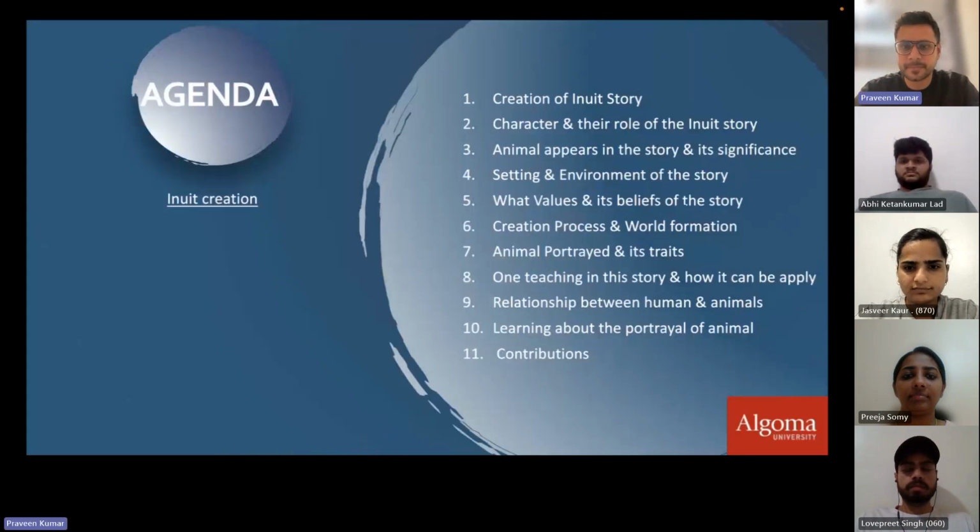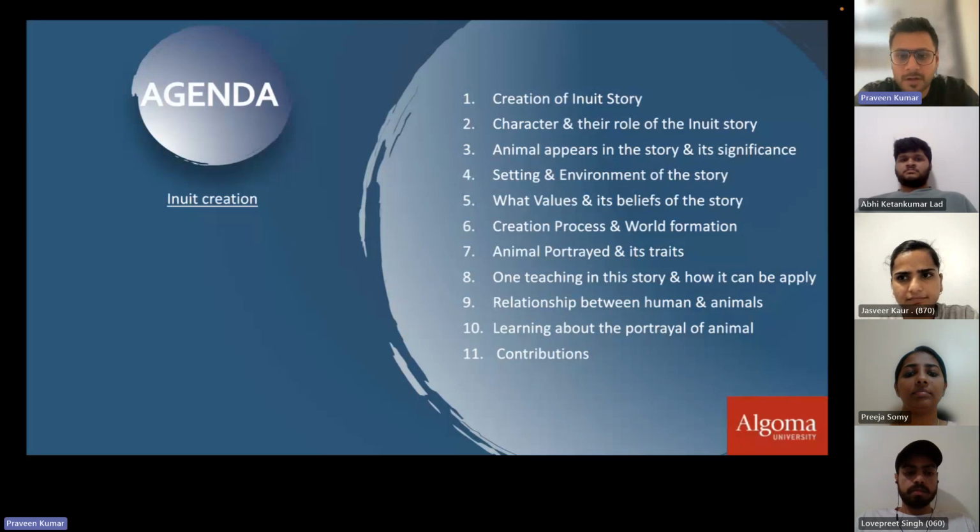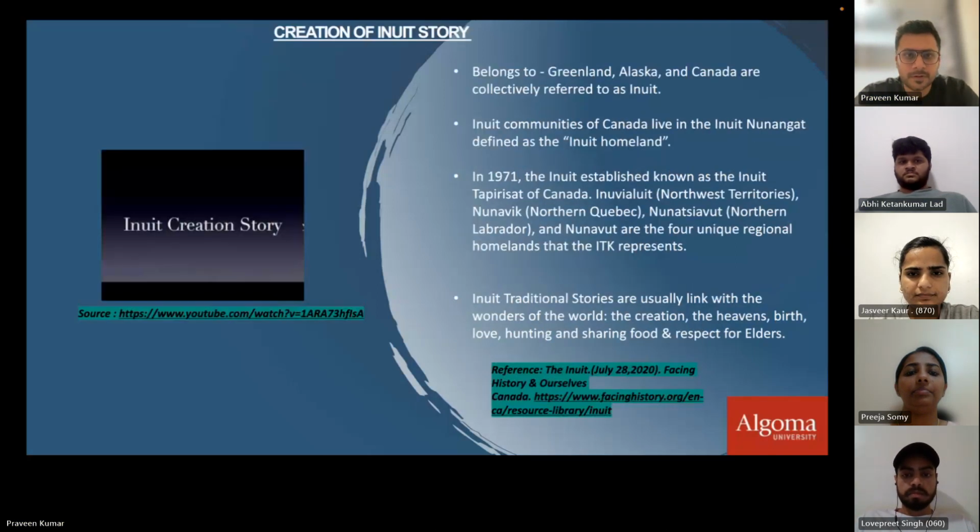My topic agenda is the creation of the Inuit story, characters and their roles, animal appearance and its significance, setting and environments, values and belief system, creation process, animal portrayal and traits, and one teaching in the story and how we can implement it in our life, or we can learn the relationship between humans and animals, learn about the portrayal of animals, and after that, contributions. Let's begin with that.